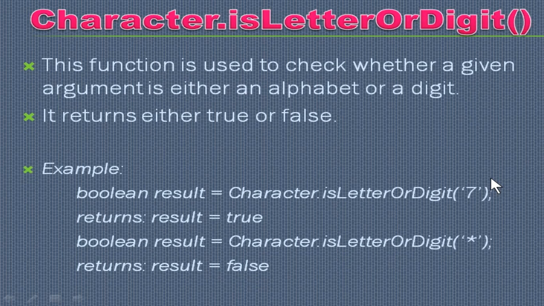Next is Character.isLetterOrDigit. This function is used to check whether a given argument is either an alphabet or a digit. It can be a letter, that is an alphabet, or a number. If it is a special character, then it returns false. Otherwise, it will be true. You can see the first example: Character.isLetterOrDigit. Within parentheses, you can see 7 within single quotes. Since it is a number, it is a digit, so it returns true. In the next example, it is a special character, an asterisk. Since it is not an alphabet or a digit, it returns false.